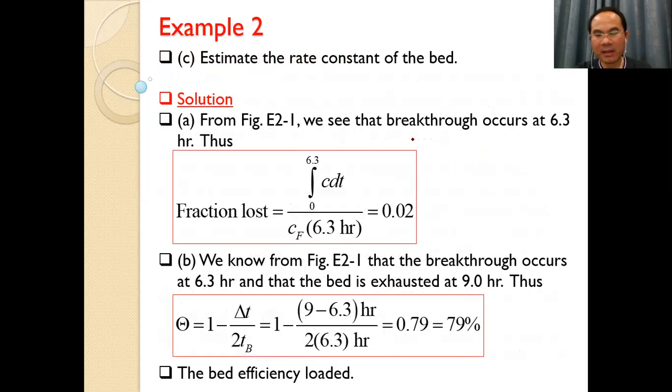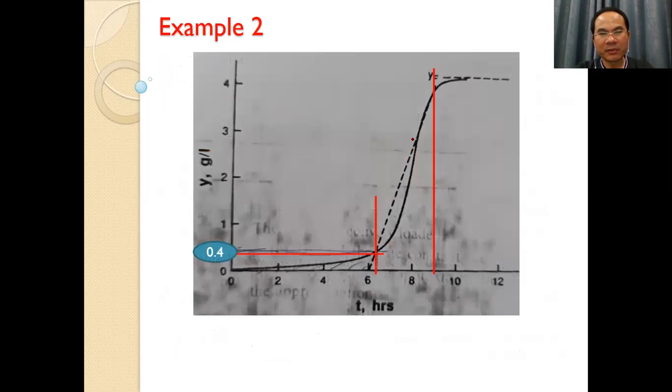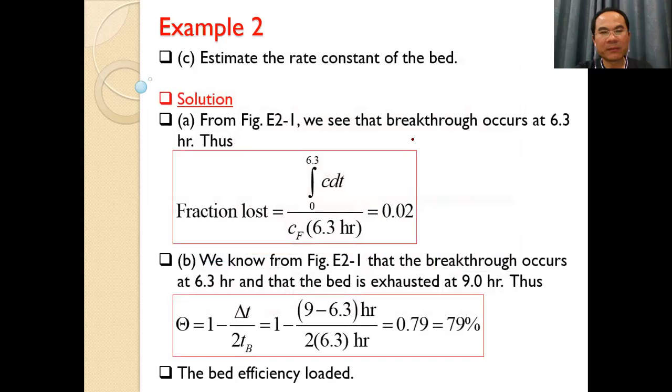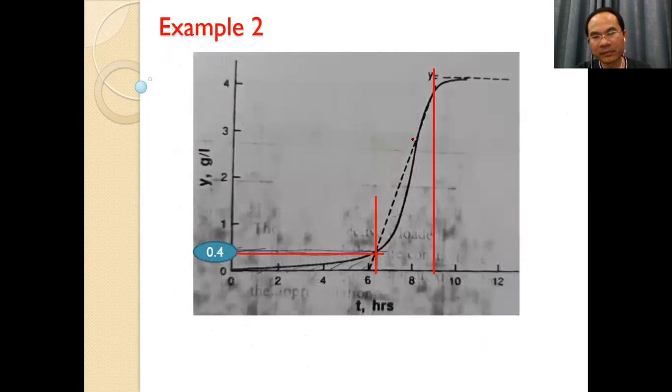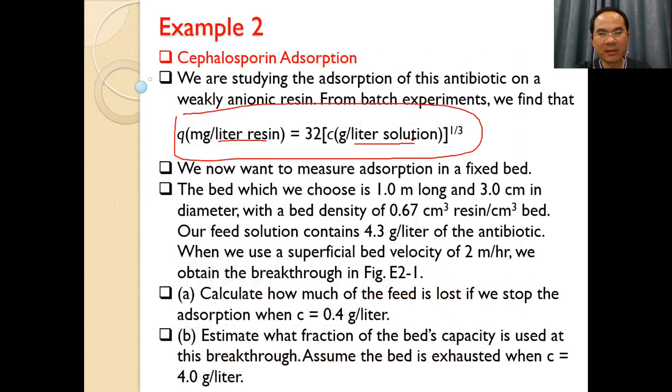Okay. From the graph, this graph shows Y is mean C, gram per liter, and time. We plot concentration with time for this case. For this case, we can calculate the fraction loss. Fraction loss is calculated from the area under curve of C versus T from the start to the breakthrough. The breakthrough for this case is we talk about 0.4.